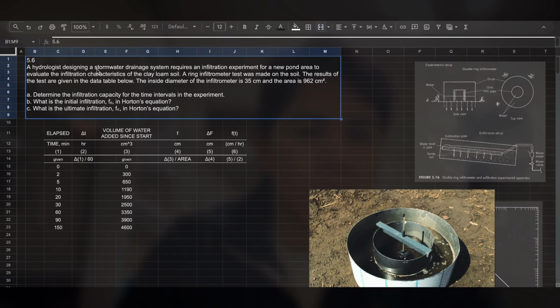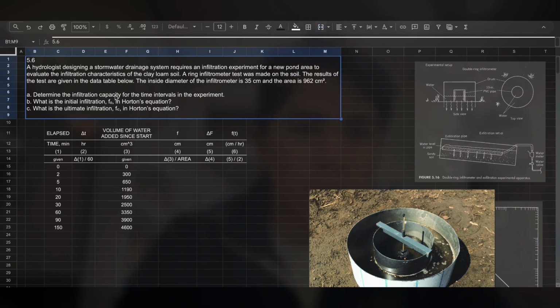A hydrologist designing a stormwater drainage system requires an infiltration experiment for a new pond area to evaluate the infiltration characteristics of the clay loam soil. A ring infiltrometer test was made on the soil. The results of the test are given in the data table below, right here. The inside diameter of the infiltrometer is 35 centimeters and the area is 962 square centimeters.